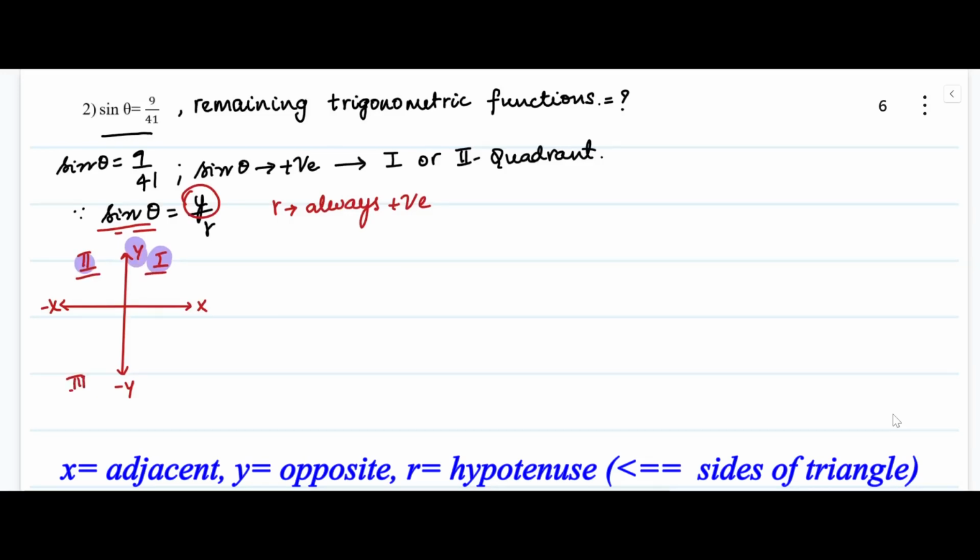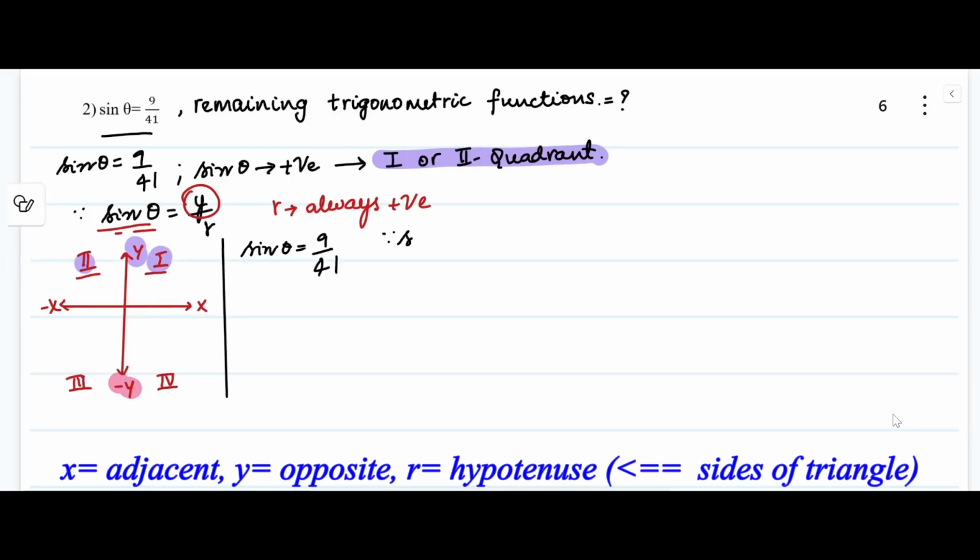This will be our third quadrant and fourth quadrant. The third quadrant has a negative y-axis and the fourth quadrant also has a negative y-axis. So therefore sine theta will be negative there. That is why sine theta is positive in the first and second quadrant. So next, they have given us that sine theta is equal to 9 by 41.